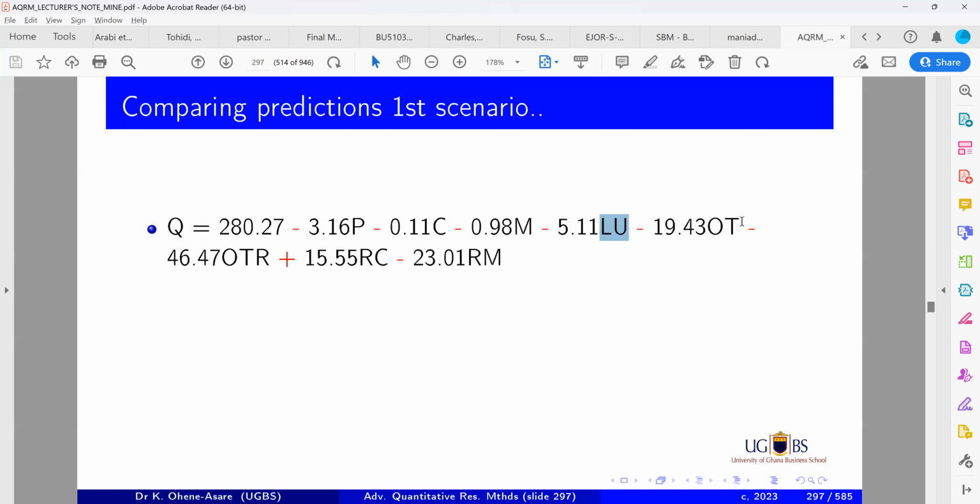This one here is representing occupation teaching. That's teachers. But these people are not teachers, they are traders. So OT will be given a value of what? 0. And OTR, which is trading, will be given a value of what? 1.